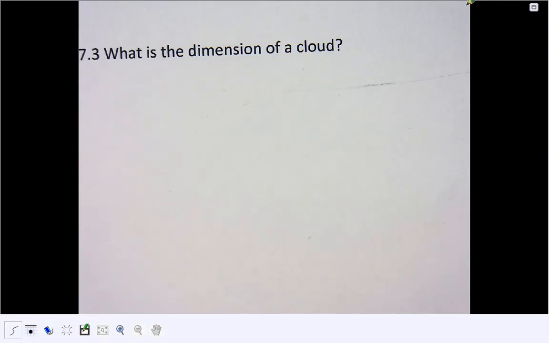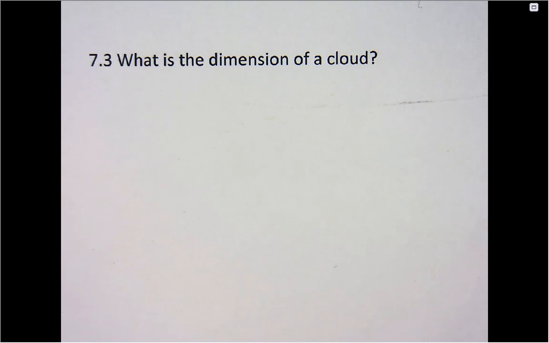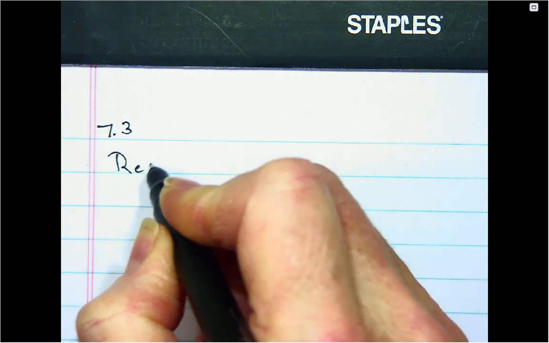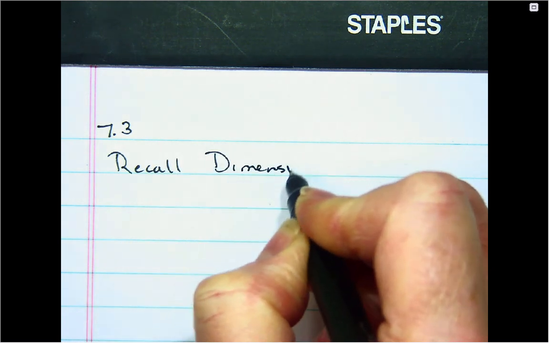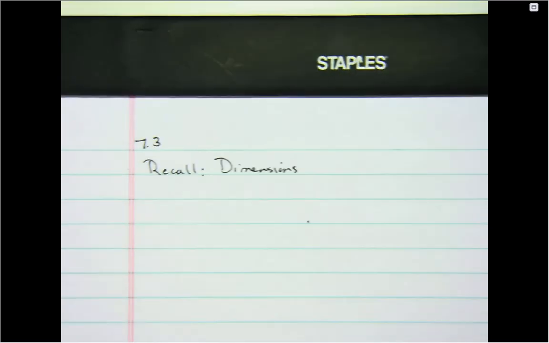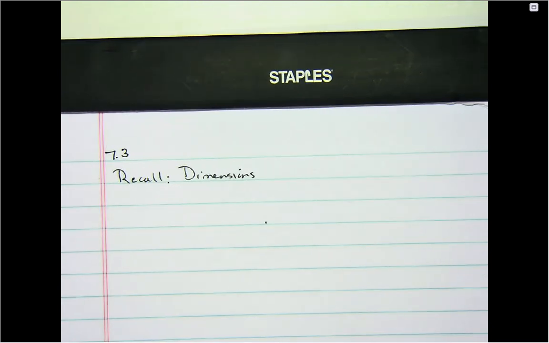In 7.3 then, we're talking about dimensions. So we start with the dimension of a cloud. What would you say the dimension of a cloud is? How about if we recall what we know about dimensions? So what was the smallest dimension that we looked at? Anyone remember? 0. Yep, 0 dimensions.